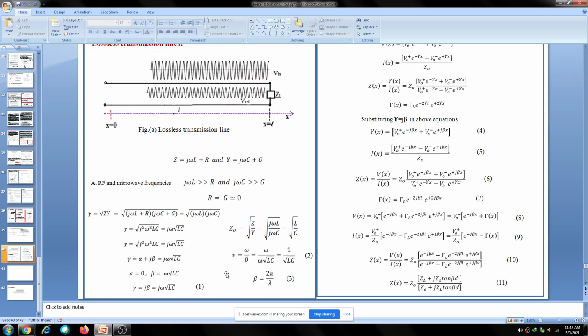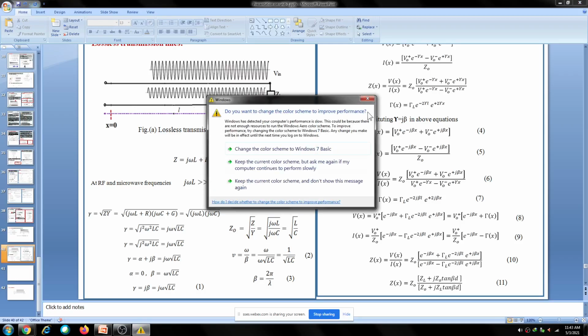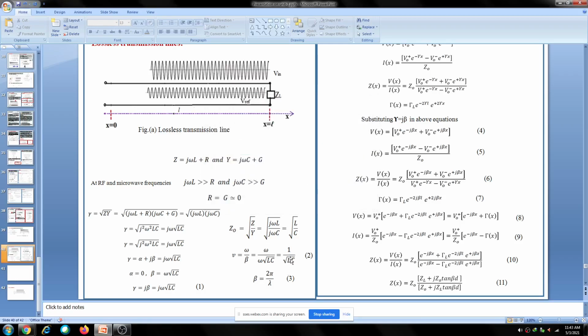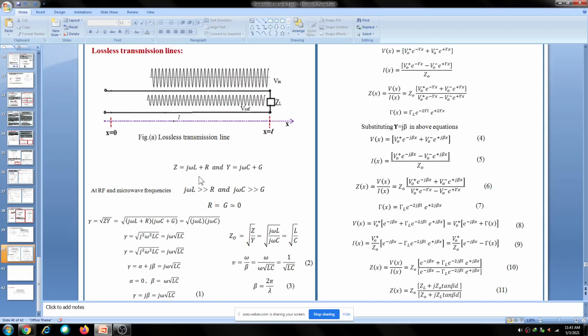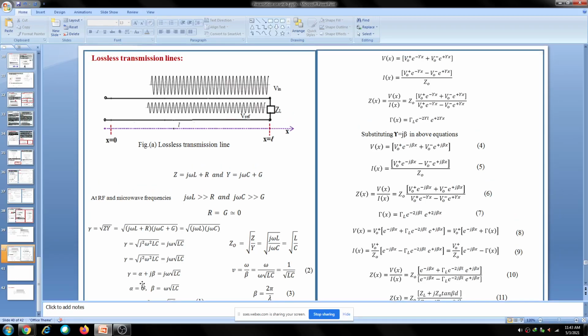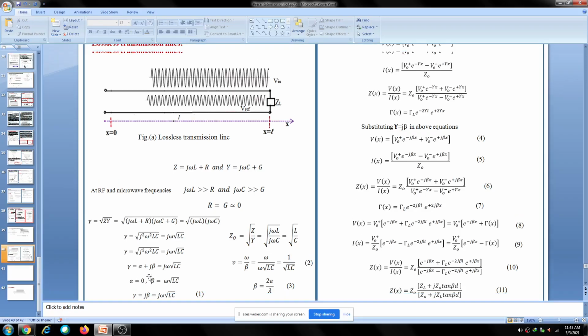Also, alpha is 0; it does not depend upon the length of the line. Alpha is 0. Attenuation is not a function of distance. Alpha is 1 by root of LC, which gives the velocity, and beta is 2 pi by lambda. From this equation, a lossless line means alpha equal to 0.